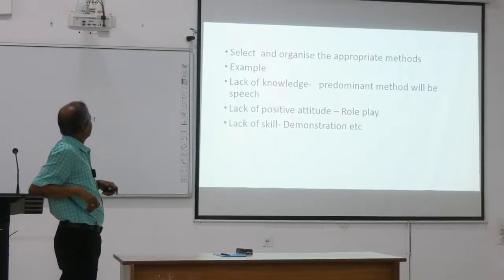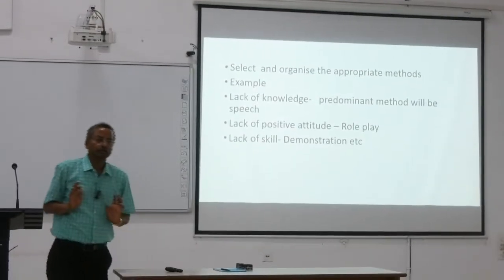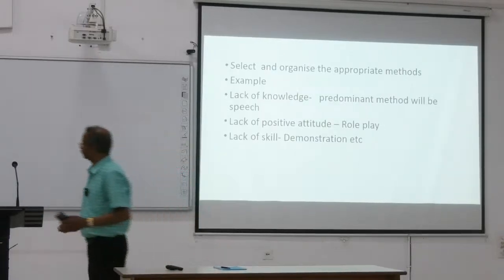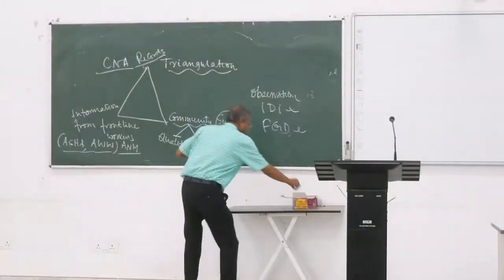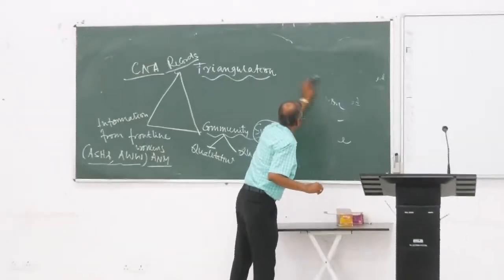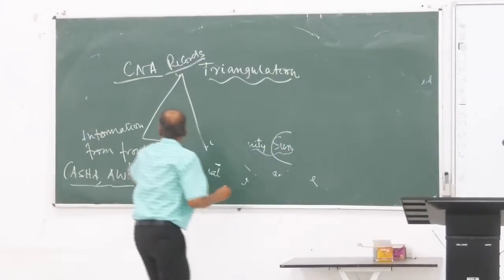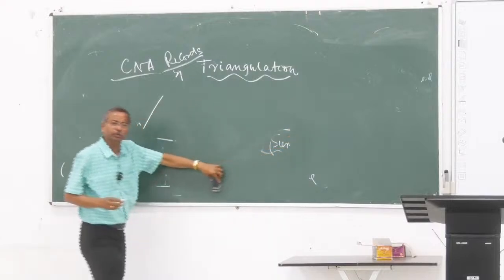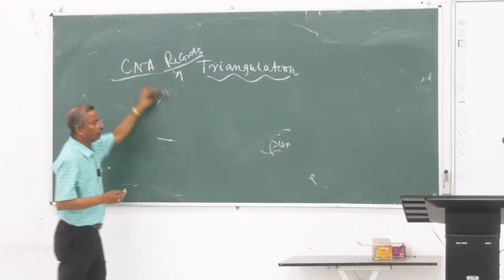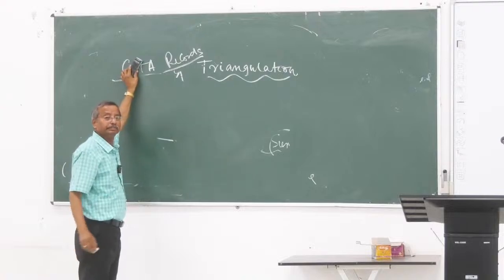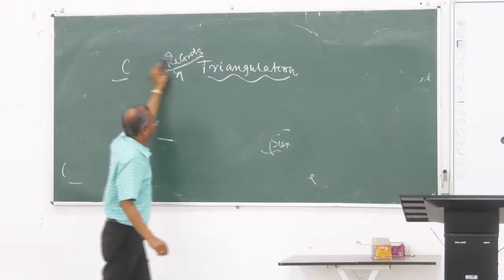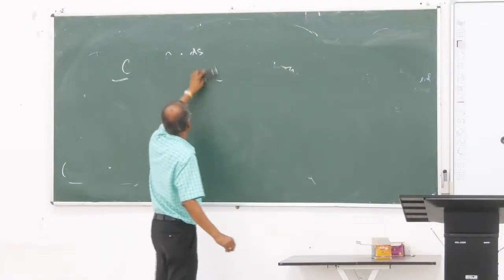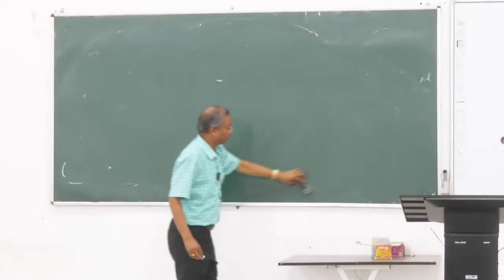Then select and organize the appropriate method. Clear? So what are the methods? Again, I will narrate it because that will be asked during your examination. Now it is clear what to do to collect information from 3 sources: one from records, another from the frontline workers, and the third from the community. Then you select methods.